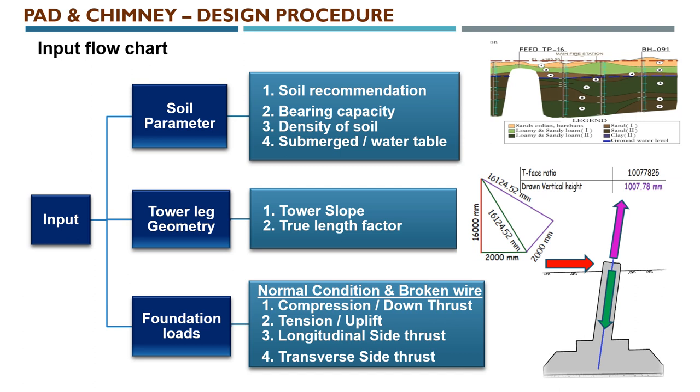Longitudinal means a horizontal direction parallel to the conductor, and the transverse side thrust is the fourth component of foundation loads. Transverse means the horizontal direction perpendicular to the conductor span. So these are the basic inputs required to design the foundation or to prepare the calculation for foundation.